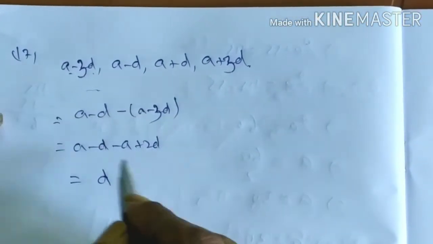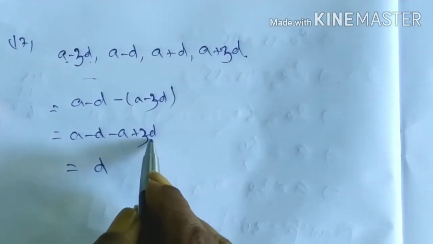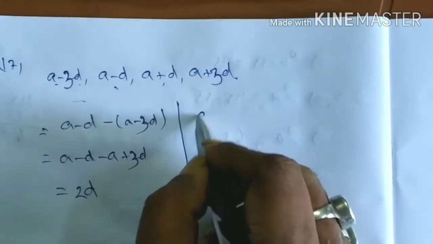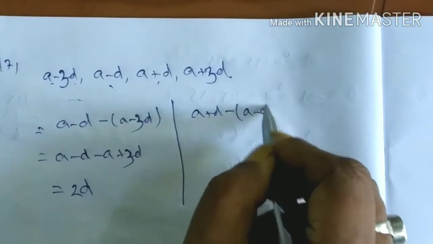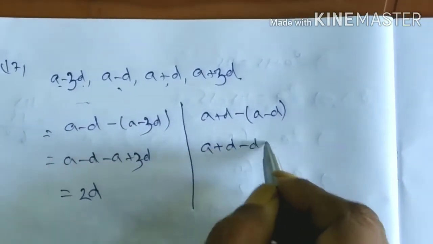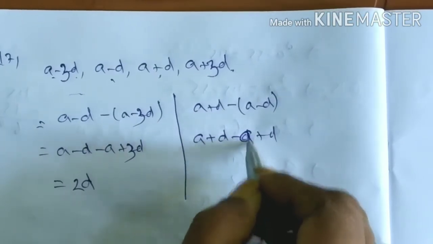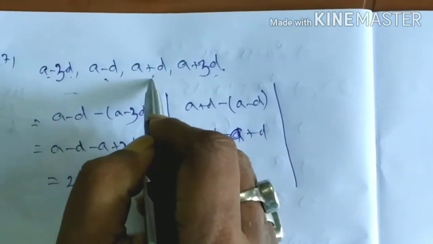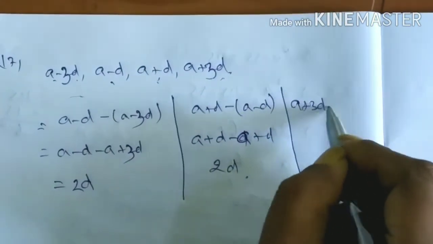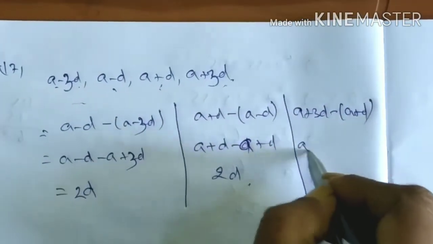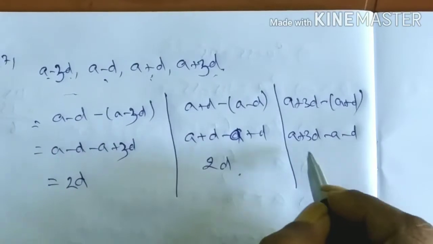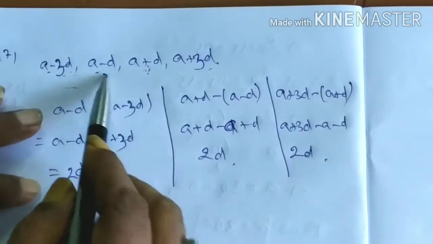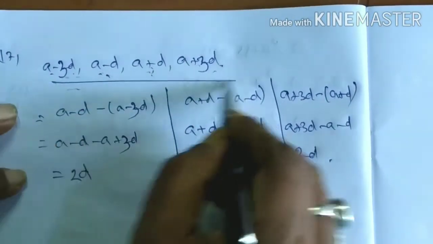Now you see, minus d plus 3d, it is 2d. Again, this third minus second, a plus d minus a minus d. You see, a cancels out, it is 2d. Again, you see the common difference is the same. Now the fourth and the third term, a plus 3d minus a plus d, that is a plus 3d minus a minus d, and so it is 2d. So the difference between every two consecutive numbers is 2d, so they are in AP.